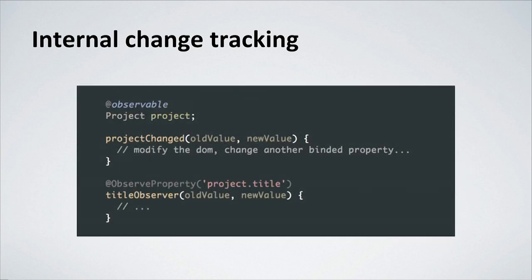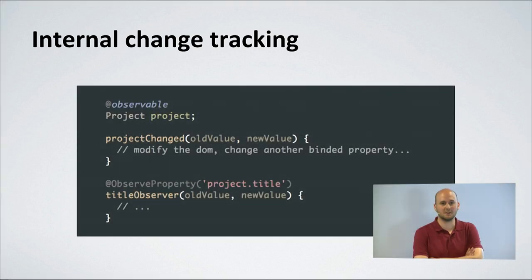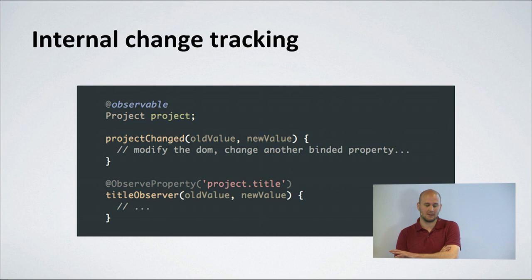About internal change tracking, there's nothing to say, actually. Everything is in the framework. So the scope watch inside an element is replaced by the property change mechanisms or the observed property annotation. So in that case, if I change my project, the project change will be automatically called by the framework. And if I change the title, the observer will be called.